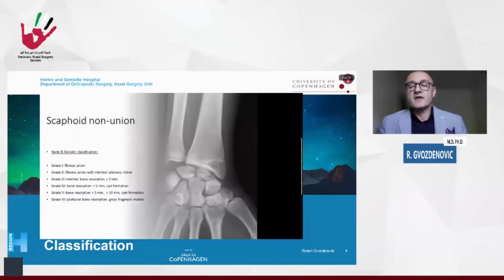One of the classifications is the Slade and Geissler, which I like. The first three types of the problem mean stable injuries, relatively easier to treat, while the last three stages are unstable, with larger cysts and resorptions, and even with gross fragment motion when the problem begins to start.